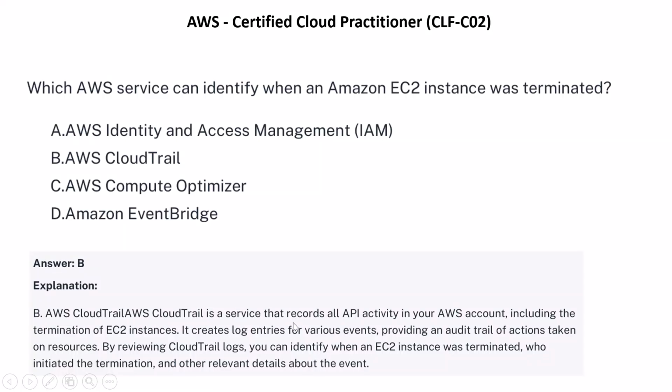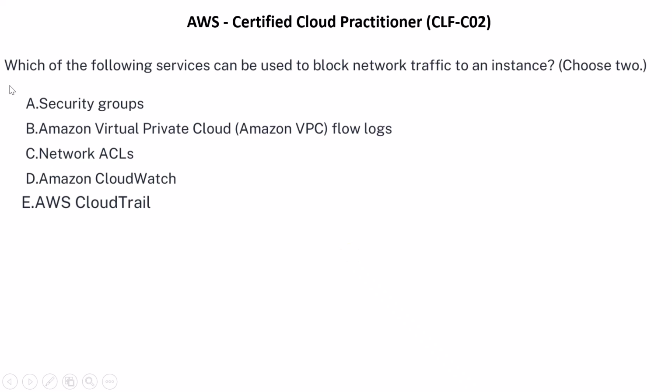CloudTrail is a service that records all API activity in your AWS account, including the termination of EC2 instances. It creates log entries for various events, providing an audit trail of actions taken on resources. By reviewing CloudTrail logs, you can identify when an EC2 instance was terminated, who initiated the termination, and other relevant details about the event. Next question.